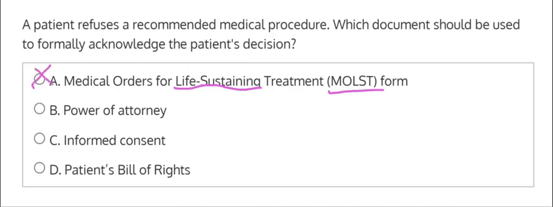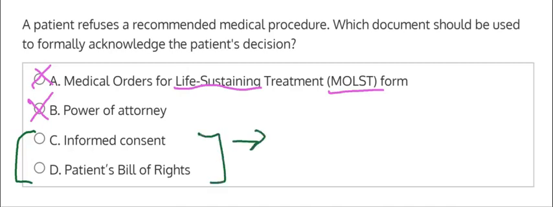Option B says power of attorney, and that just has to do with someone who can make decisions for them. It doesn't have to do with their decision to formally acknowledge a procedure being done or not, so we can eliminate that.